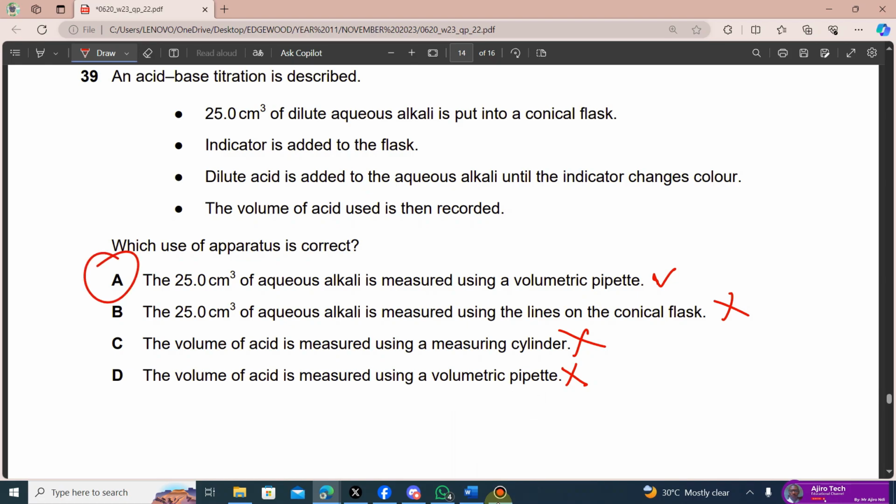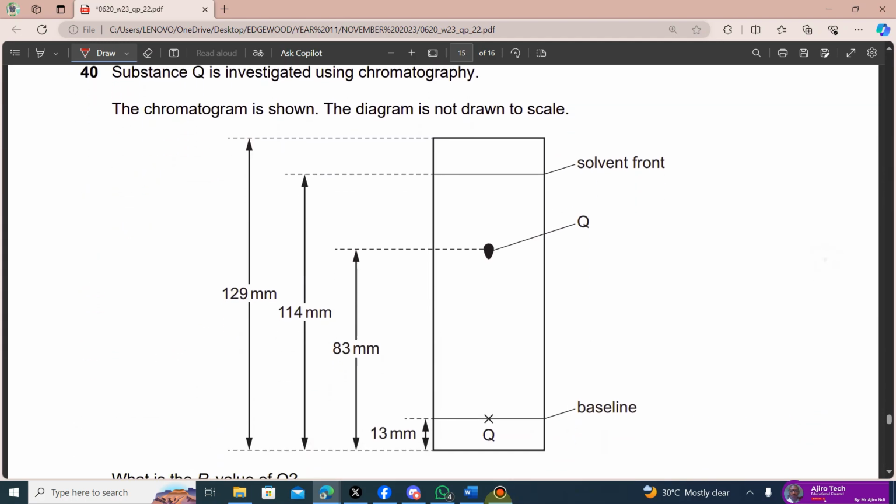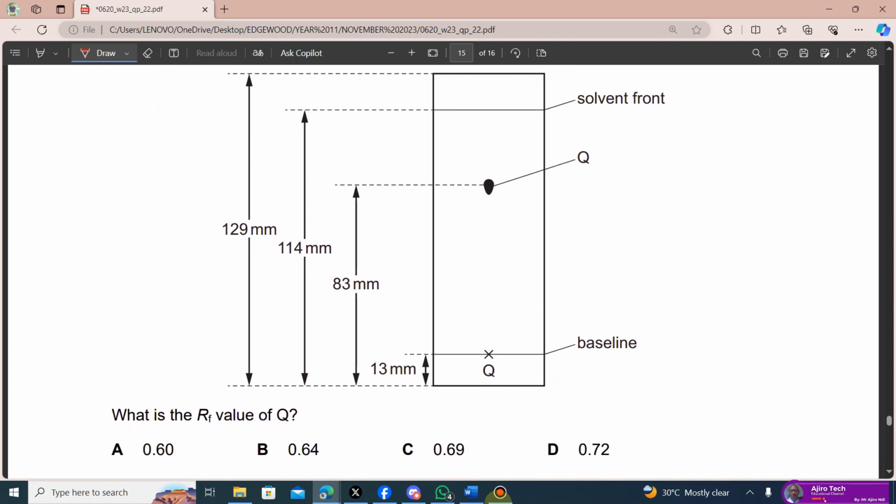So we see that the answer to this is A. Okay, I'll move to the last question for this paper. Substance Q is investigated using chromatography. We have the chromatogram, not drawn to scale. What is the RF value? Now remember that the RF value is the distance moved by the substance Q divided by the distance moved by the solvent front. I'll just represent it this way.